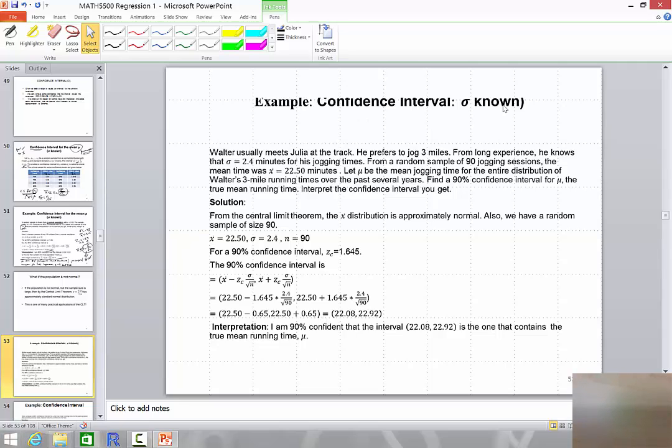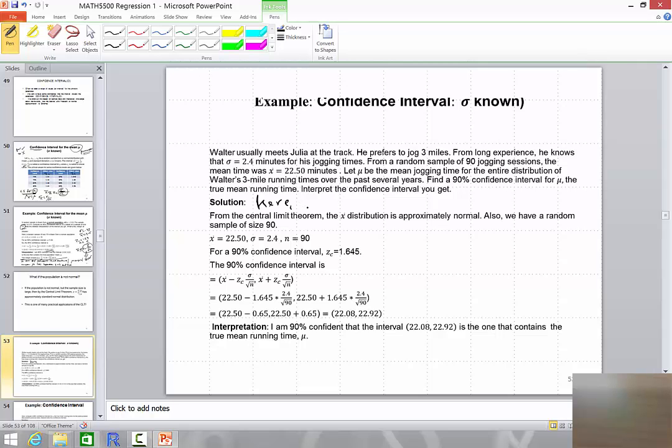Confidence interval, sigma known. Sigma is known and we want the confidence interval. You read this story, and it does not say anything about x being normal. Please go ahead and read this problem. It does not say that the jogging time x is normal. However, the sample size is 30. Let me write that down here for you.